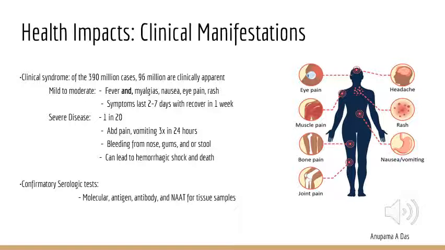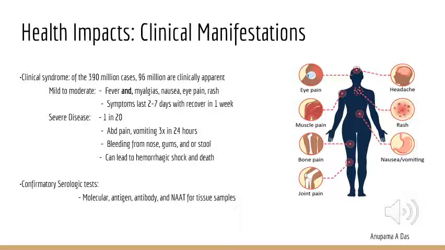As mentioned earlier, estimates of the burden of disease of dengue fever is often difficult to ascertain. This is due in one part because of the wide range of clinical syndromes that are associated with the disease. Of the 390 million cases that are estimated to have occurred in 2019, only 96 million were clinically apparent. The majority of those were mild to moderate disease, in which a person would usually have fever, plus myalgias, nausea, eye pain, and/or rash. These symptoms would usually last anywhere from 2 to 7 days, with recovery occurring in 1 week, and could resemble the majority of any other kind of viral illnesses.